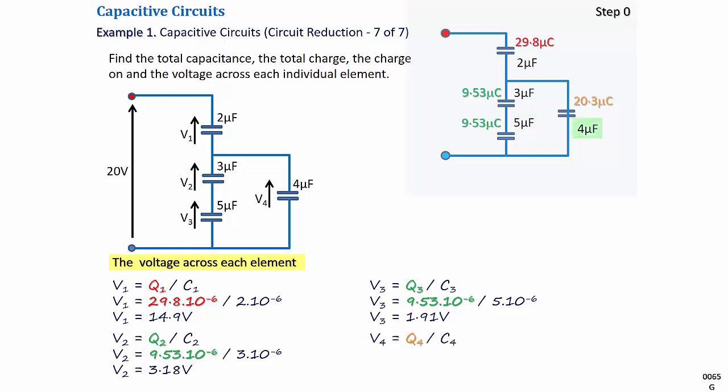And V4, the voltage across the 4 microfarad capacitor, equals Q4 divided by C4. Substituting values, V4 equals 20.3 times 10 to the power minus 6 divided by 4 times 10 to the power minus 6, which equals 5.08 volts.